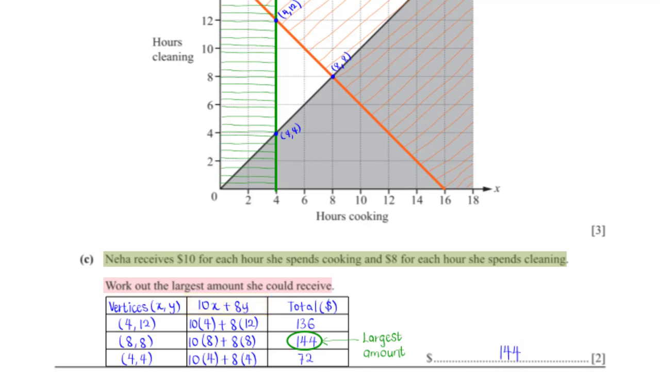For the first point, we have 10 times 4 plus 8 times 12, giving us $136. For the second point, we have 10 times 8 plus 8 times 8, giving us $144. And for the final point, we have 10 times 4 plus 8 times 4, giving us $72. And so looking at the three total values we have, the largest amount that Neha can receive is $144.